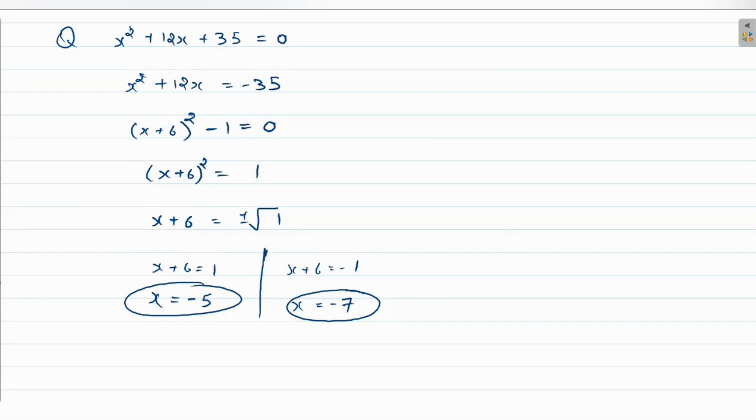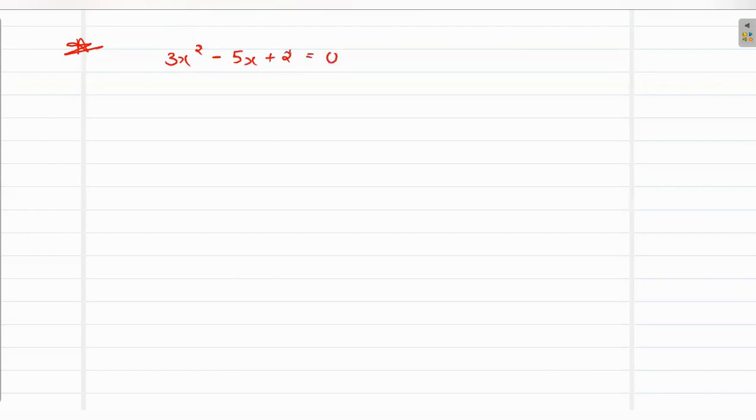Any confusion? No. Okay, let's make it a bit harder now. Let's change this x square with a coefficient, like at the start you were talking about something. Okay, so let's do that part now. If we change the coefficient of x square with some non-perfect square number, what will you do in that case? So let's say I got 3x square minus 5x plus 2 is equals to 0. What will you do now?